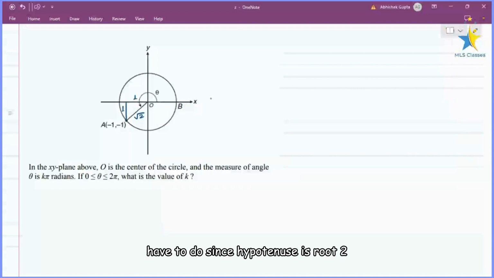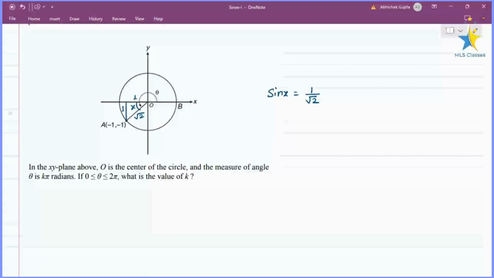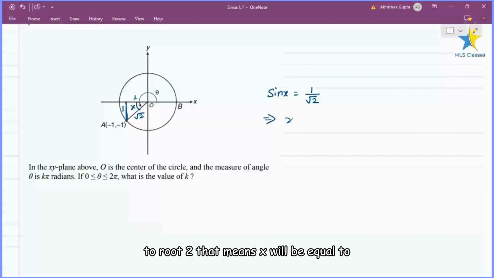Now since the hypotenuse is root 2 here and these two are 1, 1, suppose this is angle x. Then sine x is equal to 1 over root 2, because this one is opposite and this one is hypotenuse. Sine x equal to 1 over root 2 means x will be equal to 45 degrees, which is pi over 4. So theta will be equal to this total, that is pi, plus x, that is pi over 4.